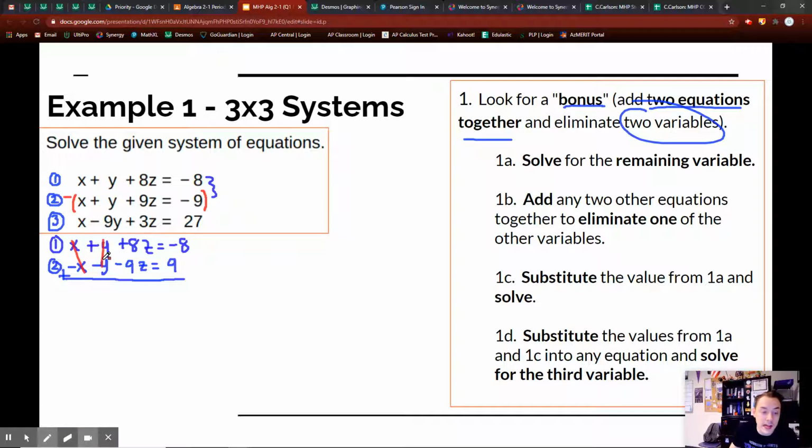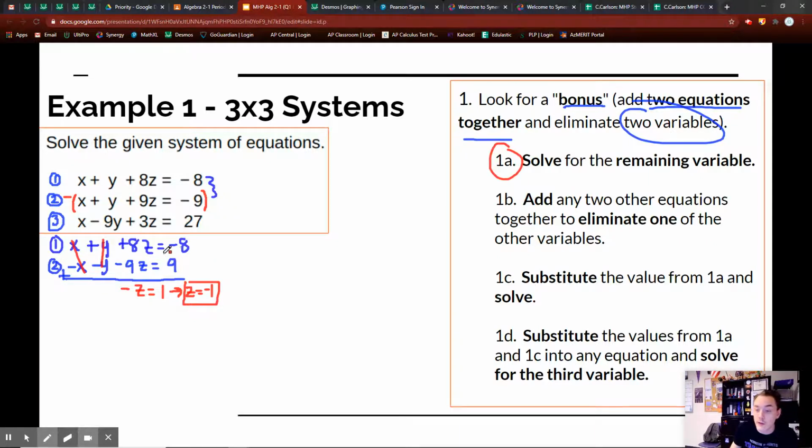That goes poofy, that goes poofy, and I'm left with negative z equals 1, which of course is z equals negative 1. So now I have one variable. What did I just do? I just did 1a. That's the step I did.